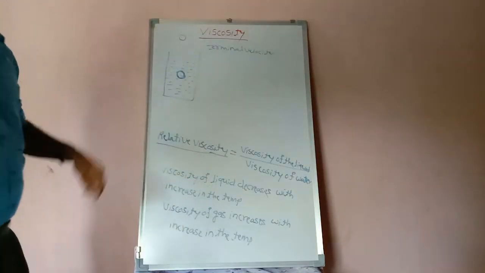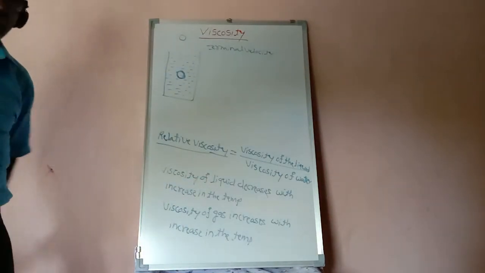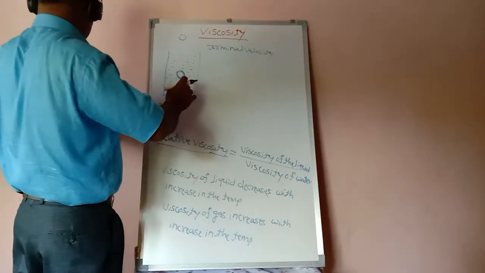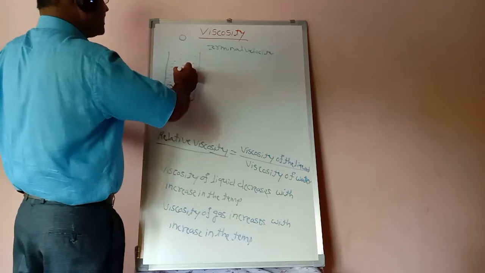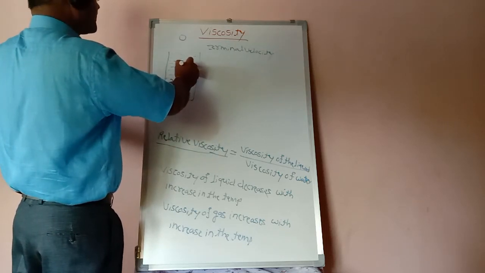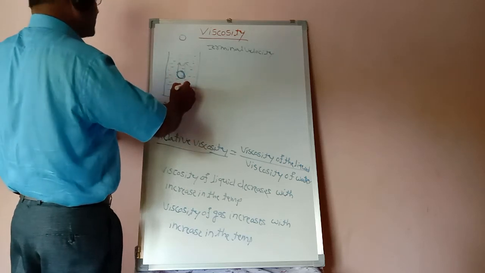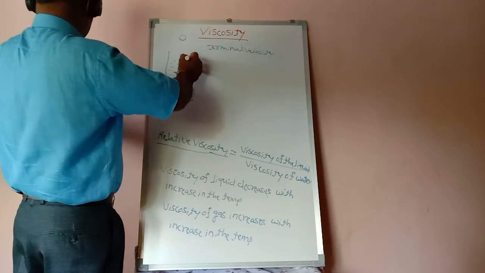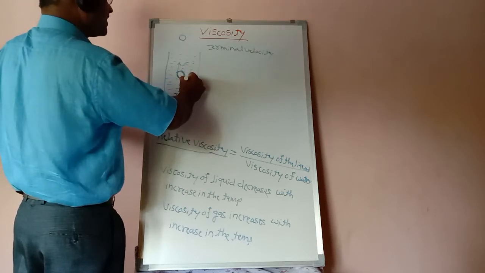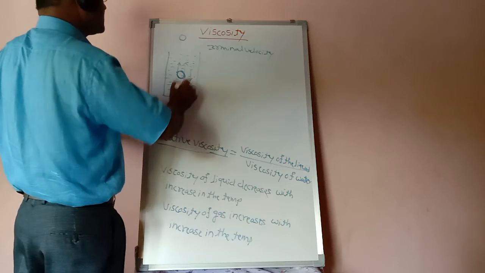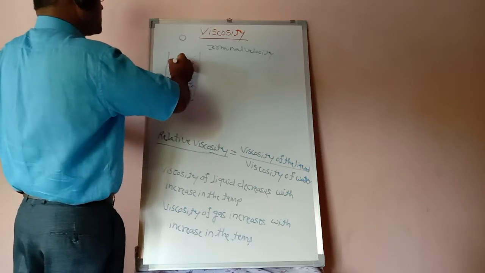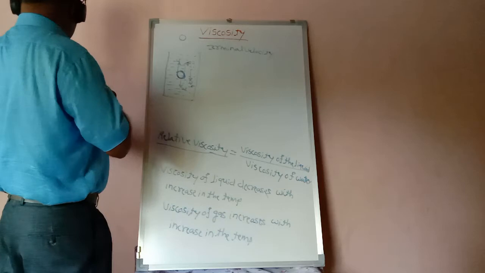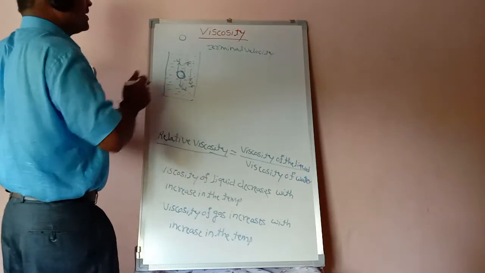Such velocity is called the terminal velocity. Clear? Here, this is the viscous force, this is the upward force, and this is the weight of the body. This is the terminal velocity, say Vt, this is the viscous force, and this is the upward force. The weight of the body acts vertically downward.